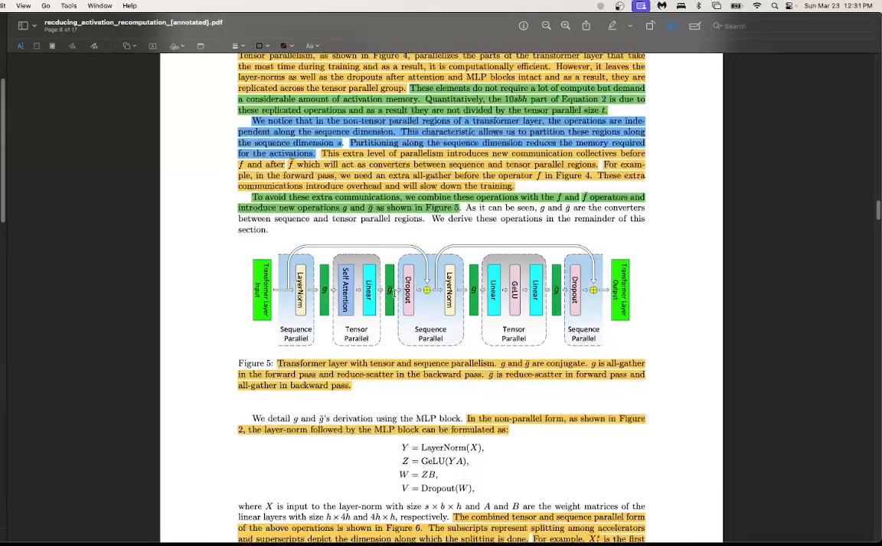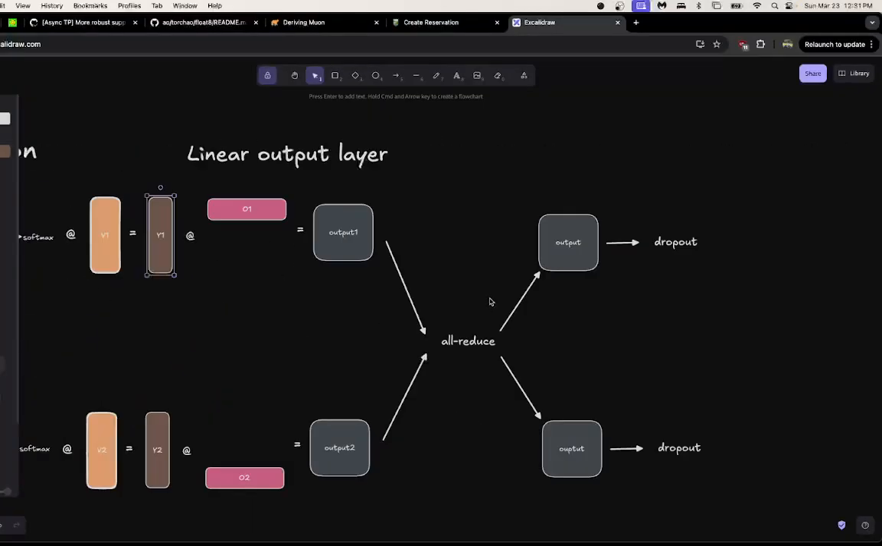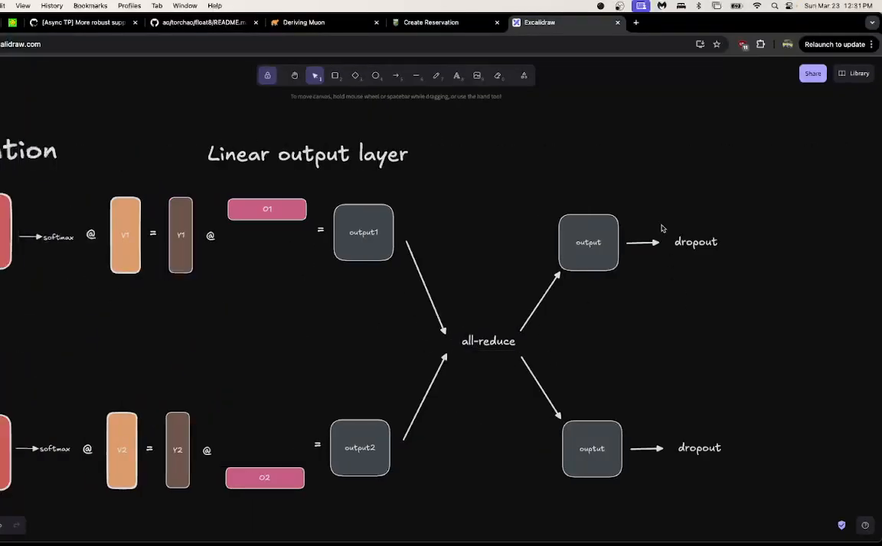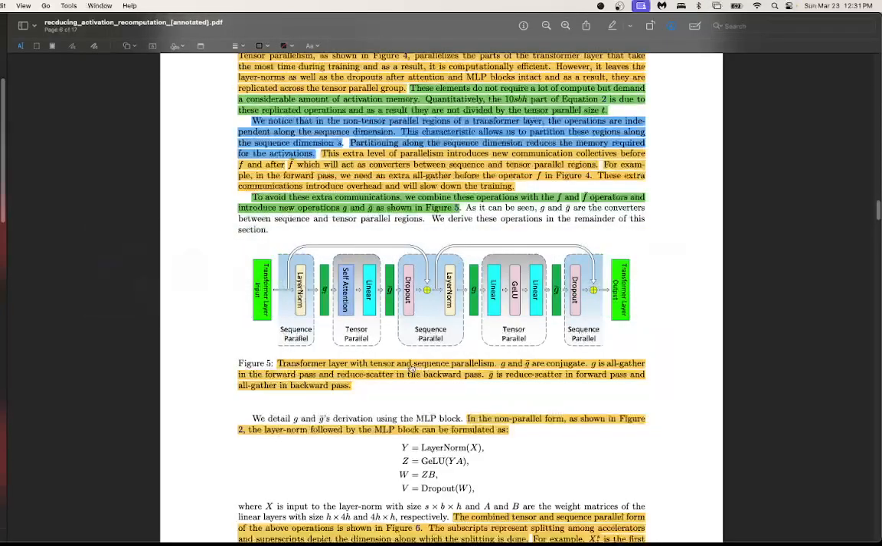And then G bar, rather, is reduce scatter instead of all reduce, right? Because previously, remember, in these tensor parallel regions, afterwards we would do all reduce before going into dropout and then layer norm, right? But here, since this is going to be a sequence parallel region, we need the inputs to be partitioned along the sequence dimension. So the most efficient way to do this is to use a reduce scatter.